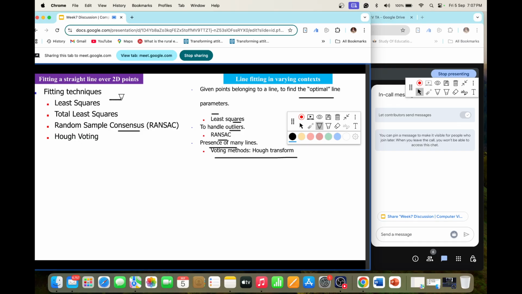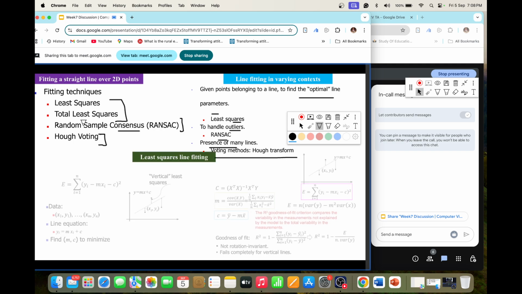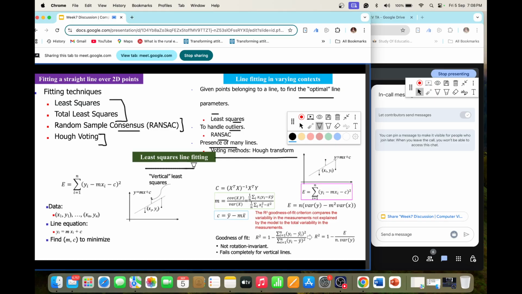Generally, we take the help of least squares or total least squares. If we have noisy data or more outliers, then we take the help of random sample consensus. If there are many lines, then we choose Hough voting. So these are the 4 techniques. Let's start one by one. We have least squares line fitting, which is the most generalized way to find the optimal line fit.